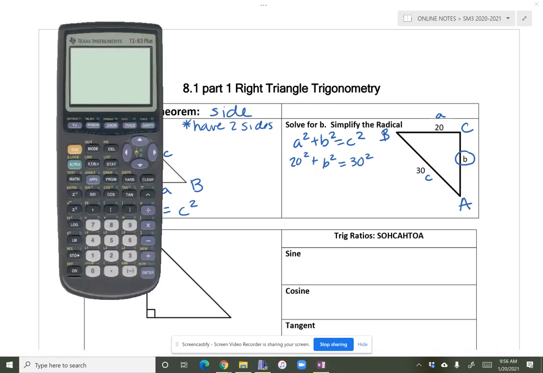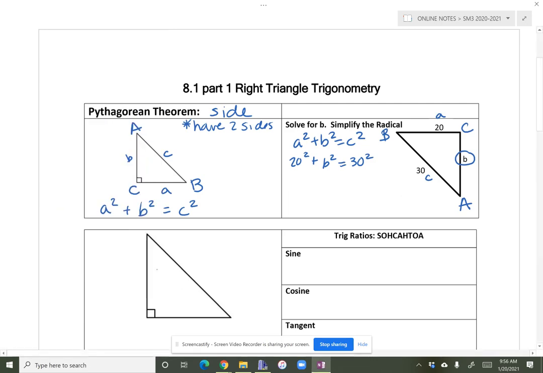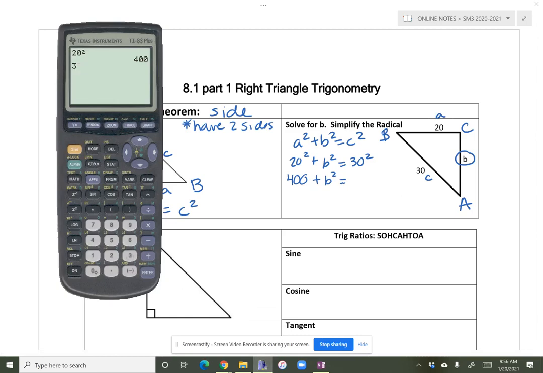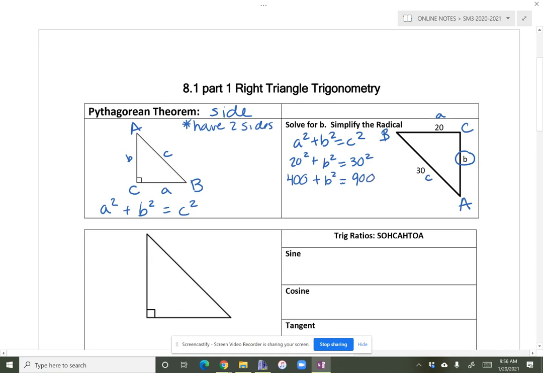And so we get our calculator out. We do 20 squared, and we get 400. And we do 30 squared, and we get 900. And we have to solve for b squared, so I subtract the 400 on both sides to get the b alone.